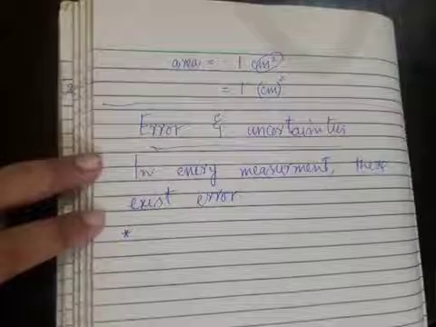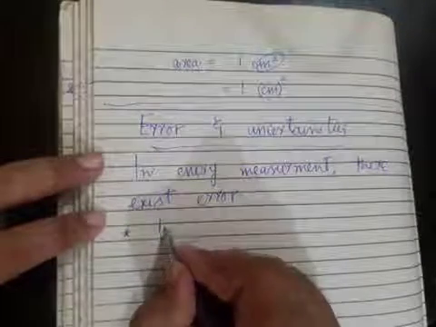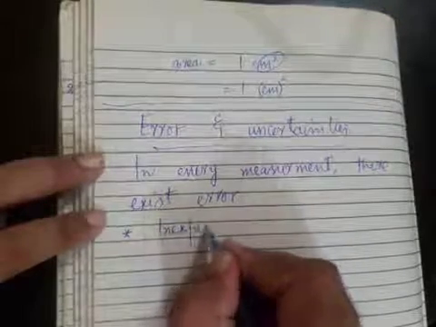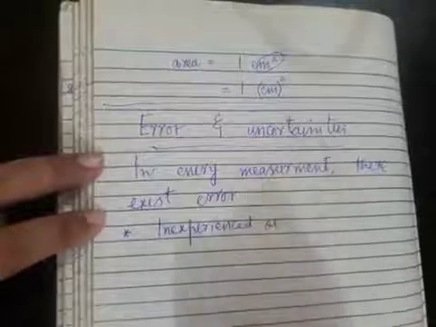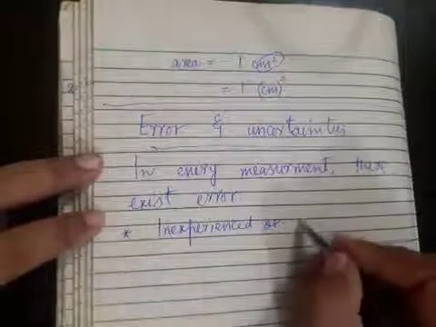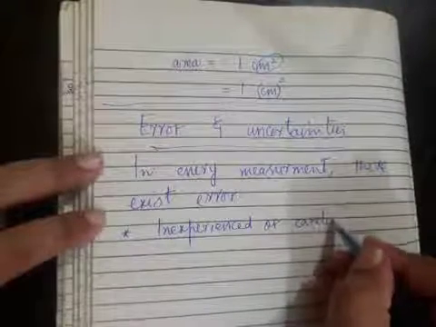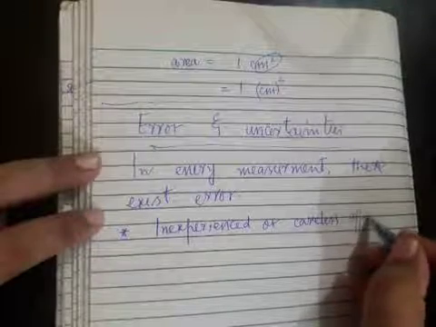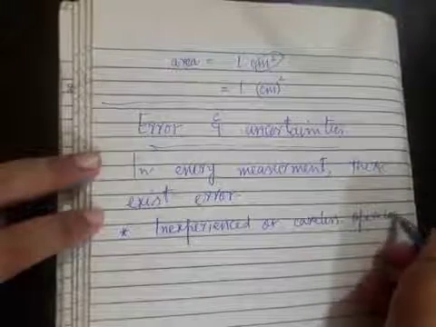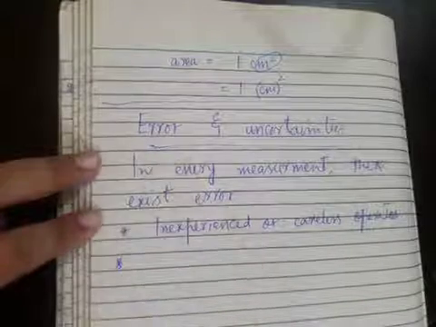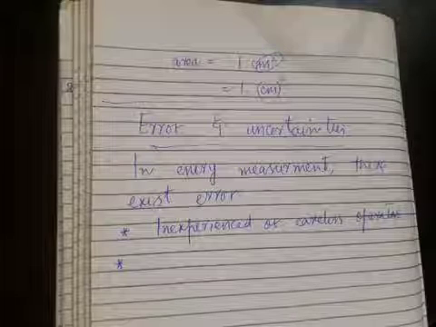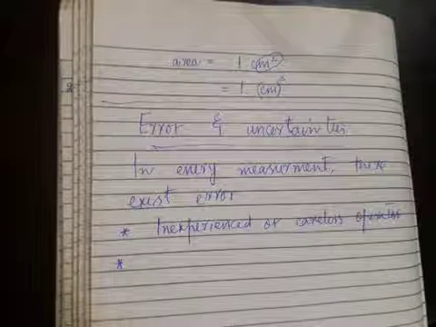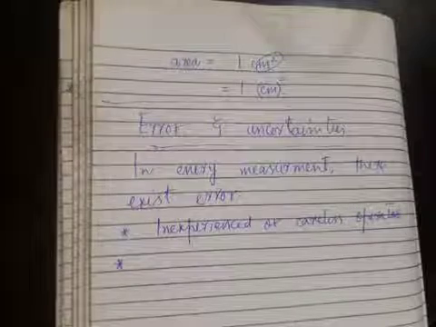We can place them under the following categories: an inexperienced or careless experimenter or operator. Somebody who is performing the experiment is inexperienced or careless. So there will be an error.